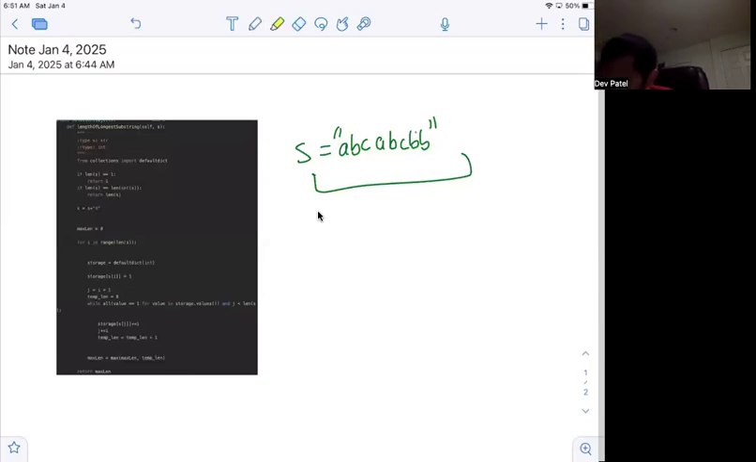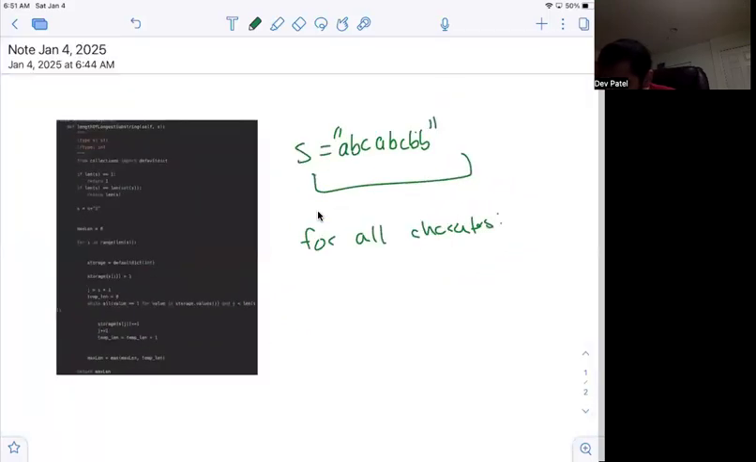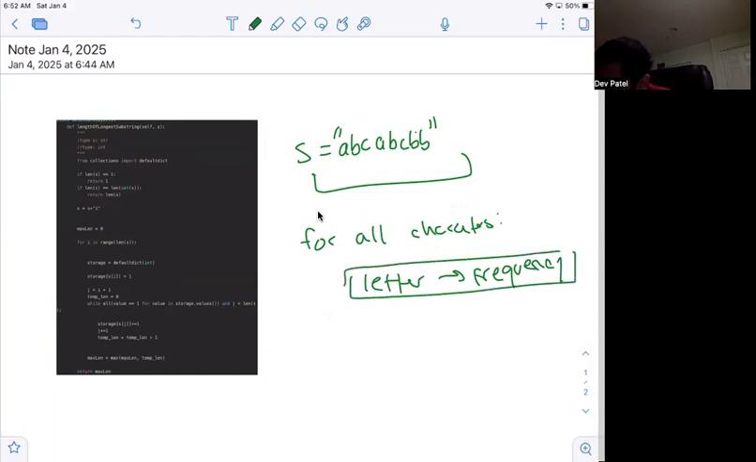So how do we go about doing this? One of the ways that we can do this is by going through each of the letters. For all characters in this string, going through each of them, first create a map of the letter to its frequency.